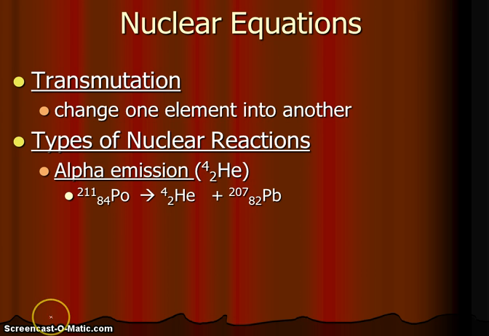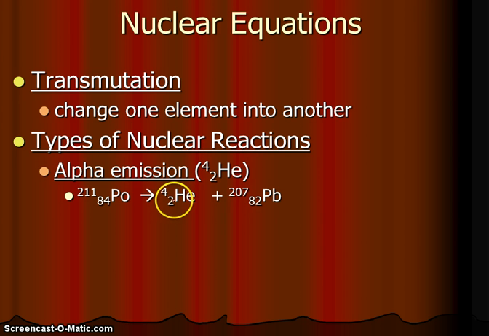So if we look at this example, we've got polonium-211. This is our 84. Sometimes you see that there, sometimes you don't. You can look that number up on the periodic table if it's not there. If it's emitting an alpha particle, we know that alpha particles are a helium nucleus with a mass of 4 and a charge of 2.